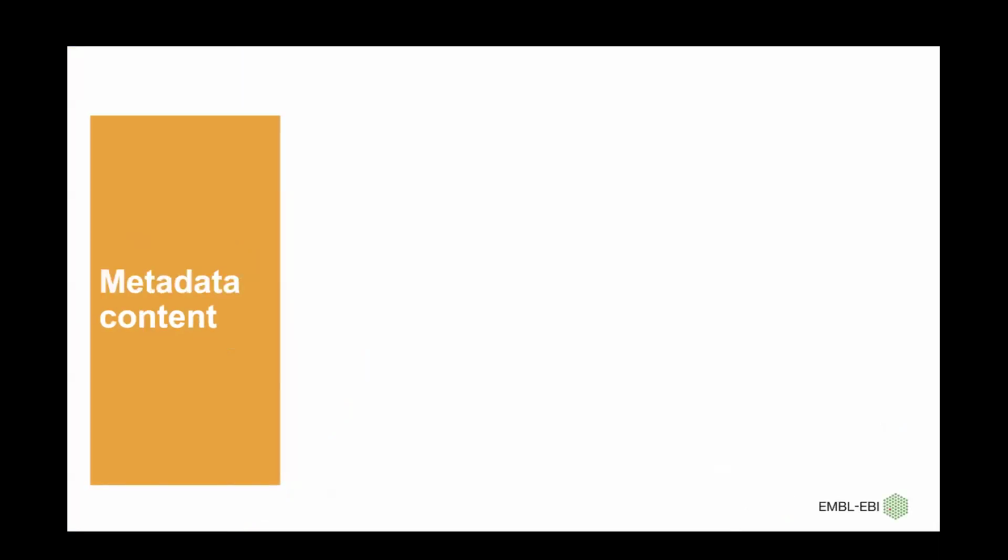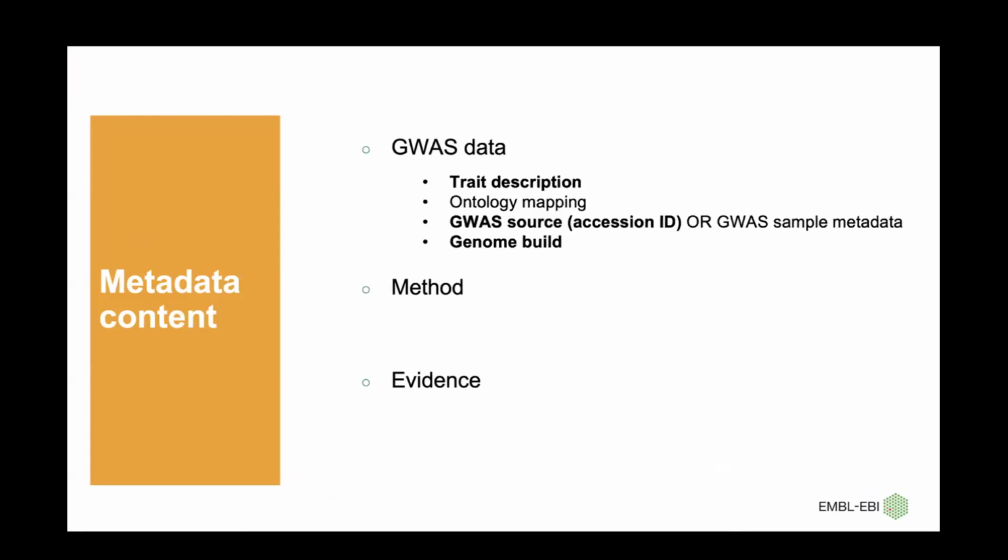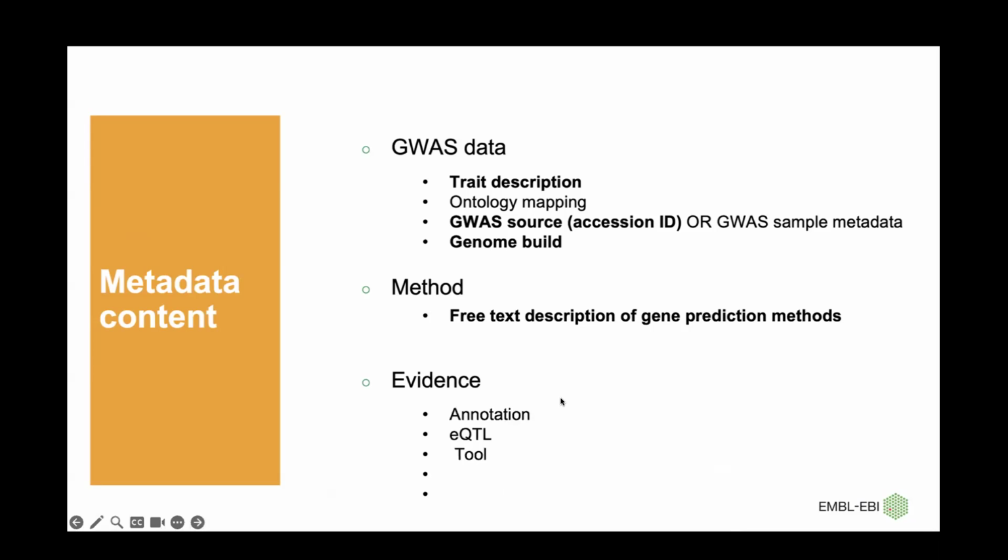So just thinking in a bit more detail about the metadata content. As Aoife mentioned, we highlighted 3 different categories for metadata. So the GWAS data, which should include the traits, and the things that I've highlighted in bold here are things that I think should be mandatory, but we may want to discuss that. So the trait under study, the GWAS source, which can be a GWAS catalog accession ID if it's publicly available, or more metadata about the GWAS needs to be provided, and the genome build. The method, which can be a free text description of the gene prediction method used. And then the list of evidence, and I'm going to talk about that in a bit more detail on the next slide.